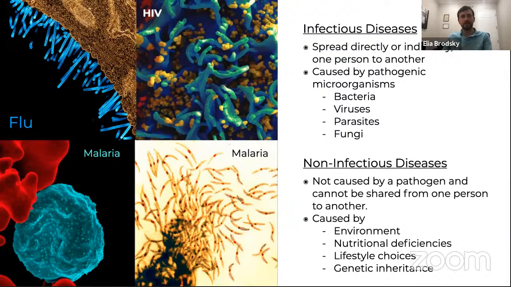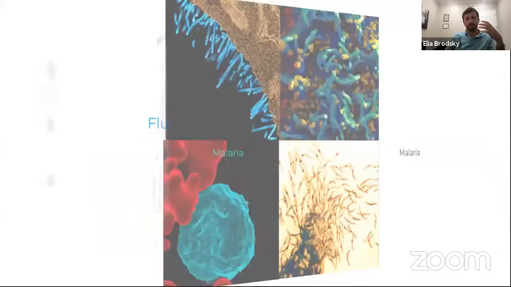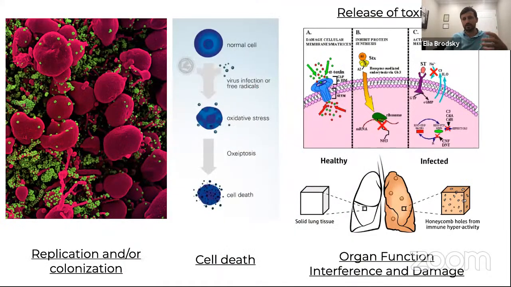And when we speak about this approach of studying infectious diseases, some of the things that we will be focusing on are replication or colonization, and cell death. So how does the pathogen induce the process of deterioration and death, as well as release of toxins, and as a result of that, how we can understand organ and tissue damage. So these are some of the important factors.